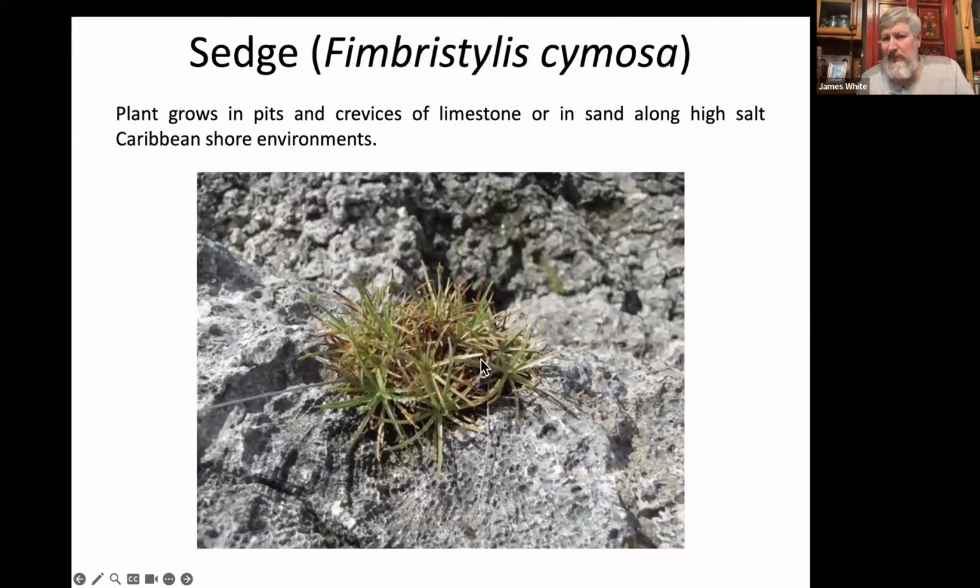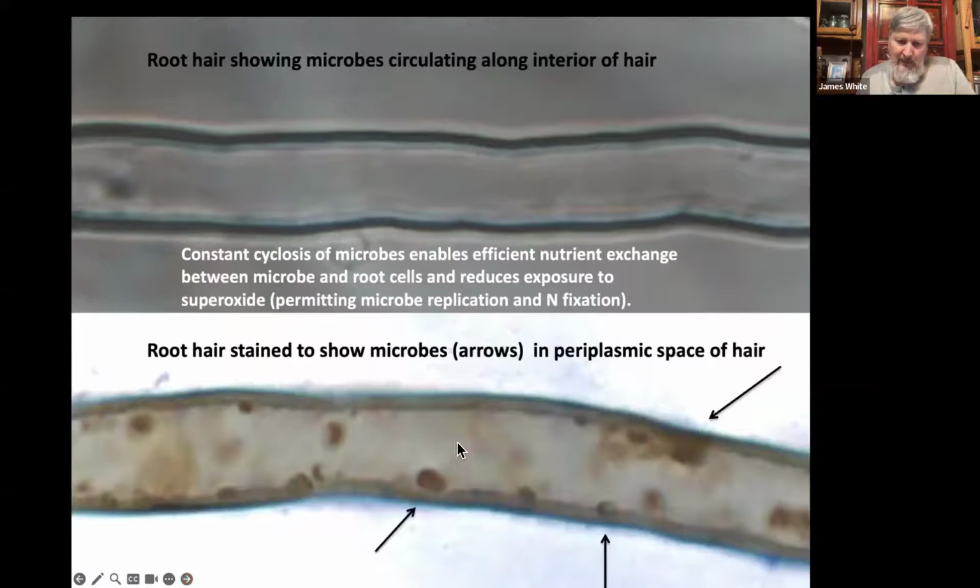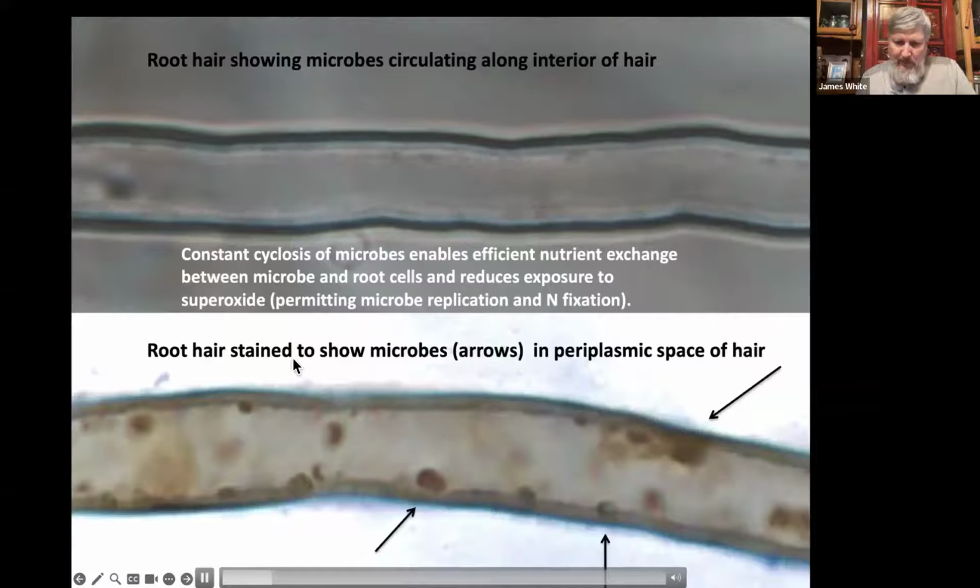Here, actually, is a little sedge growing. This was in Bonaire on the island. I did some research there years ago, but this sedge grows in these little coral limestone deposits. It doesn't have any soil, but it has sand and it has lots of microbes. And if we look at it, here's a hair now. You can see the brown areas are where the bacteria are inside that hair. And now above is a living hair.